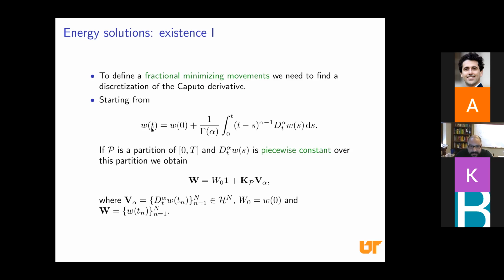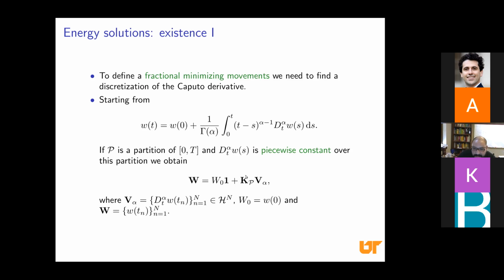Then, if I evaluate this function at one of the grid points, I can chop this integral at my partition points. In each one of the subintervals, this is a constant, so it comes out, this kernel integrates, and we end up with a vector identity of this form. The values at the grid points are equal to the initial value plus some matrix that has to do with the integration of these kernels on each one of the subintervals of my partition, times the vector of piecewise constants that this Caputo derivative was assumed to be.